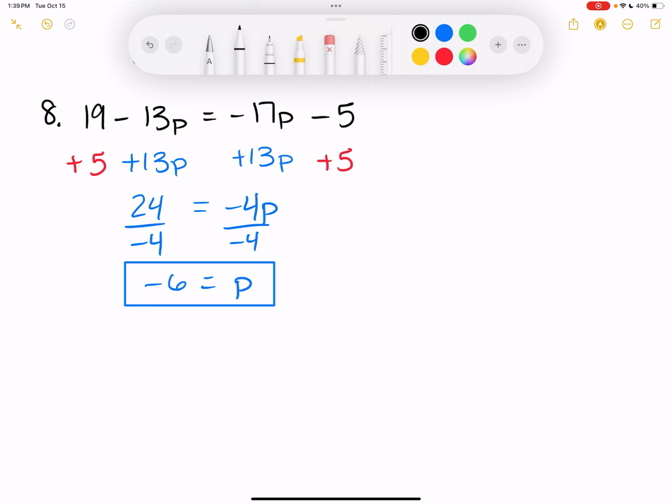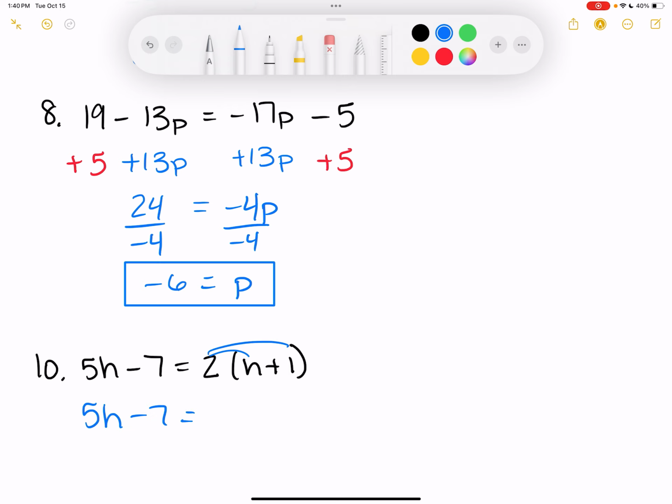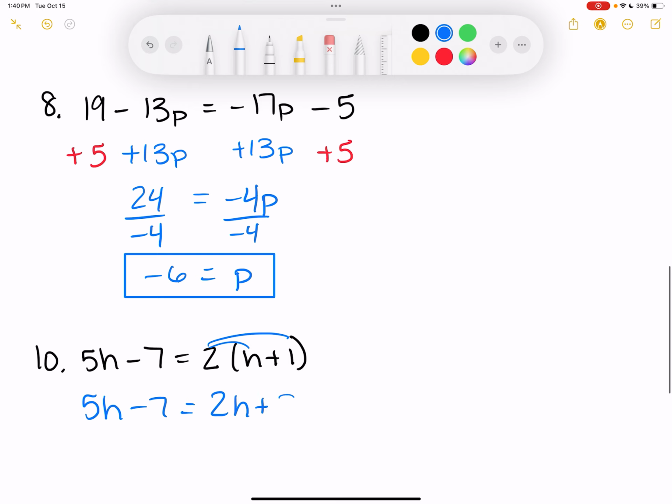All right, 10. 5h minus 7 equals 2 times h plus 1. So I'm adding another, basically, step in here. What am I going to have to do first and foremost for this problem? Distribute. So when I distribute, I'm going to have 5h minus 7 still on the left. On the right, 2h plus 2.